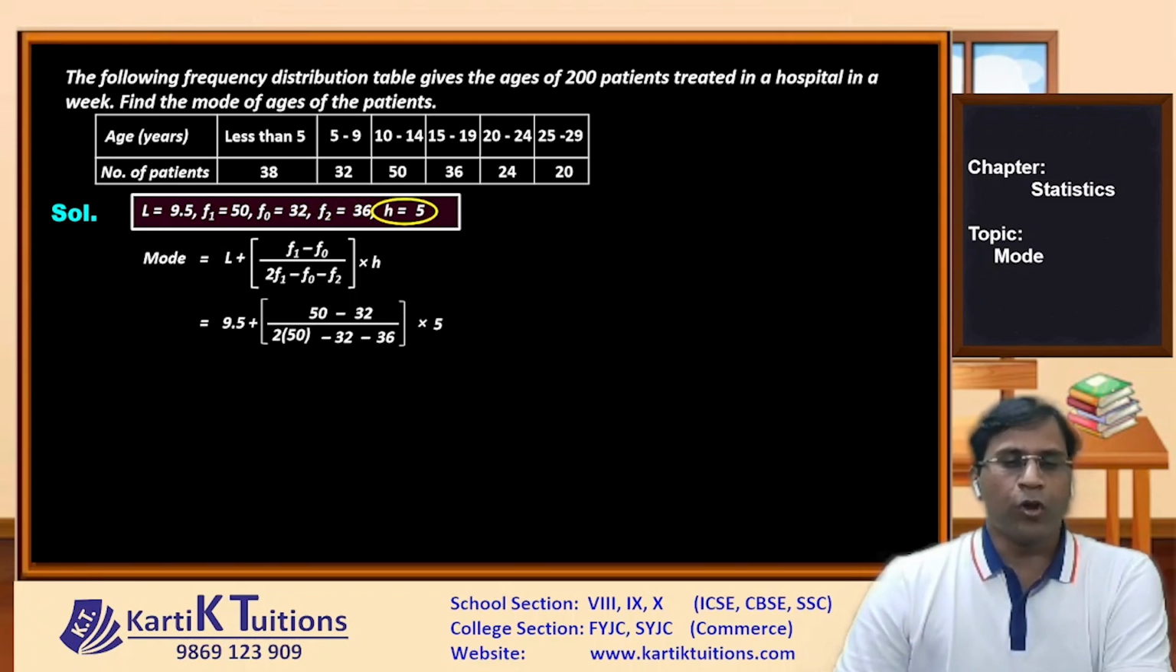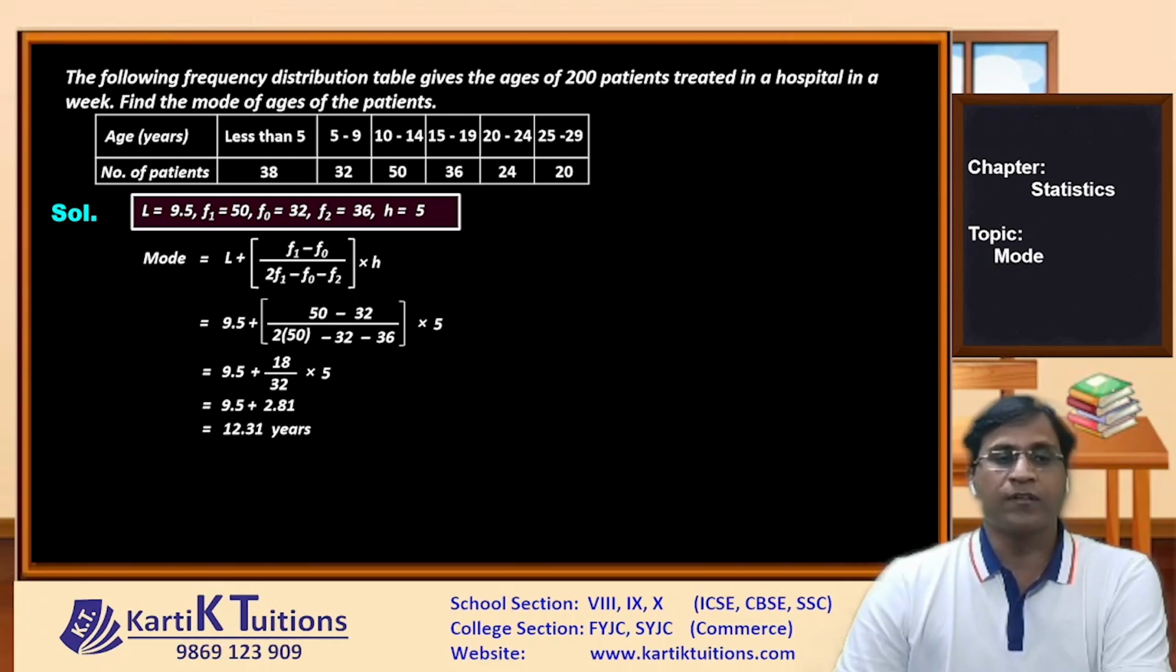Now, as you know, we solve the bracket first. So here 9.5 will remain as it is. Now see, in the bracket 50 minus 32 will give us 18. Now in the denominator 2 into 50 is 100. Now 100 minus 32 minus 36 will give us 32. So basically our next term becomes 18 upon 32 into 5. Now the next step is 9.5 plus, just simplify this. 18 into 5 will become 90. When you divide 90 by 32, you will get 2.81. So your age will become 9.5 plus 2.81, that is 12.31 years.